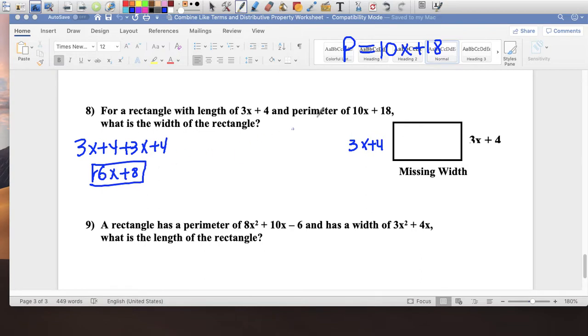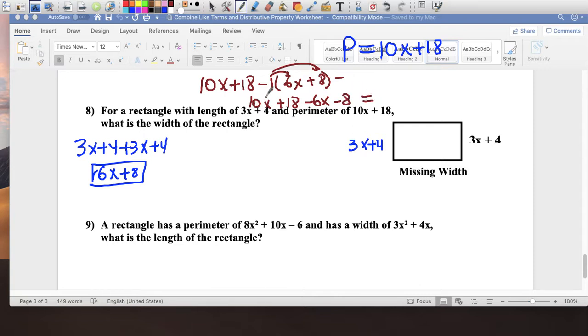So if I subtract this 6x plus 8 from the total perimeter, so the total perimeter, all the sides added up together, is 10x plus 18. Let's subtract these two sides, so minus 6x plus 8. And let's see what I have left over. So 10x plus 18, and again, pretend there's a 1 here. You get negative 6x, and then negative 8.